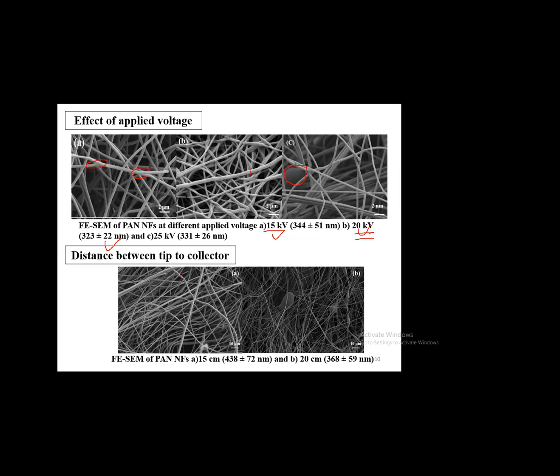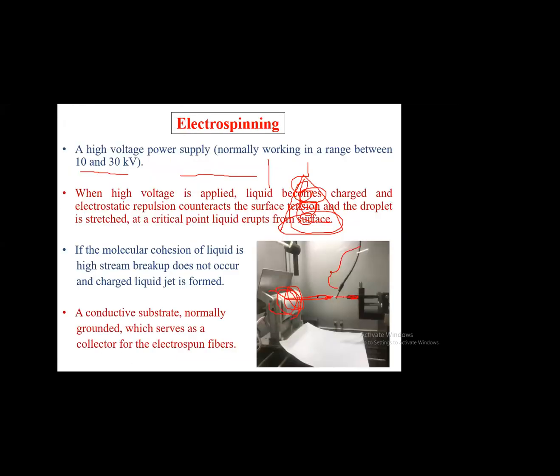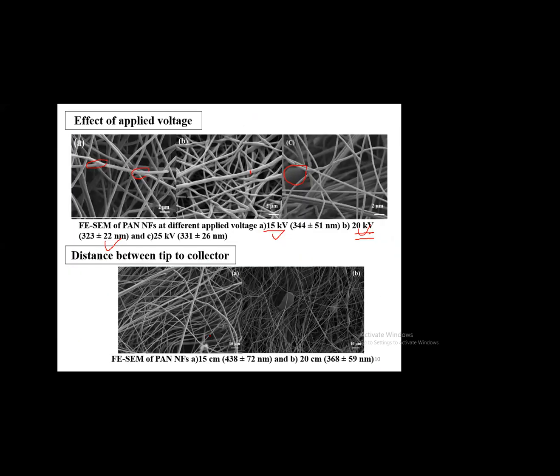Then the distance between the tip and the collector plate. What is the distance between the tip and the collector plate? This is the tip of the needle, and this is the collector plate. This distance is also one of the important parameters. That's why we mentioned the distance between the tip and the collector plate. If we keep the distance at 15 centimeter and if we keep it at 20 centimeter, what will happen? The size is big here, 438 nanometer, but 20 centimeter gives 368 nanometer size.